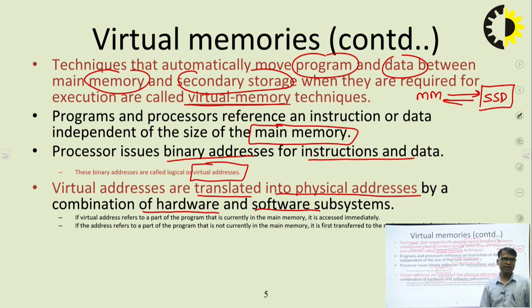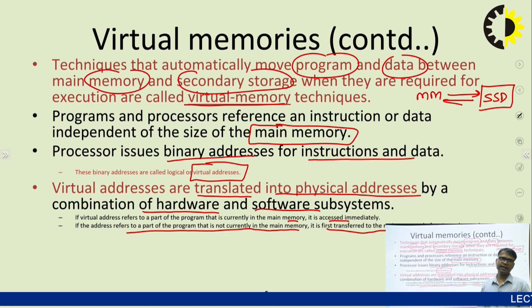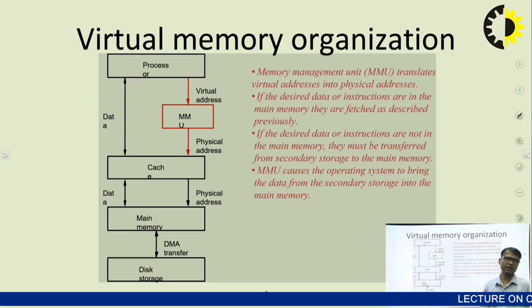If a virtual address refers to a part of the program that is currently in the main memory, it is accessed immediately. If a certain virtual address is requested and it is available in the main memory, it can be accessed immediately. And if the address refers to a part of the program that is not currently in memory, it first has to be transferred to the main memory before it can be used, and the operating system will take care of that.